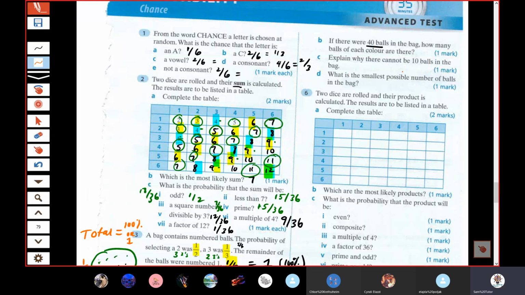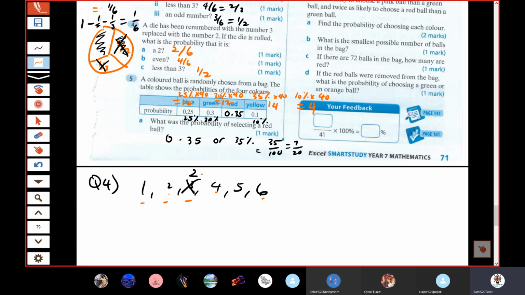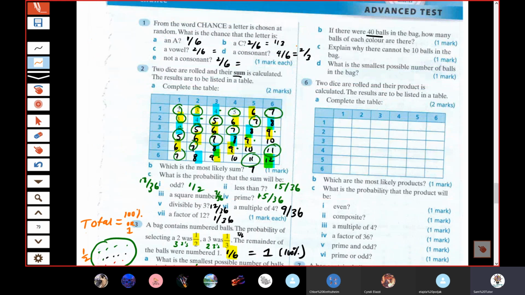Explain why there cannot be 10 balls in the bag. Because if you had 25% of 10, that would be 2.5. You can't have half a ball.